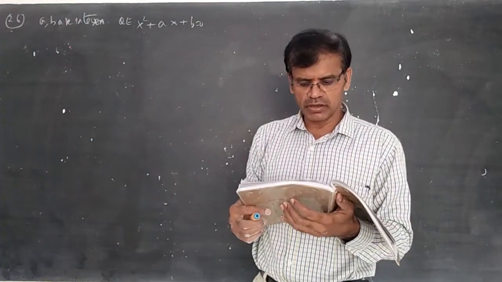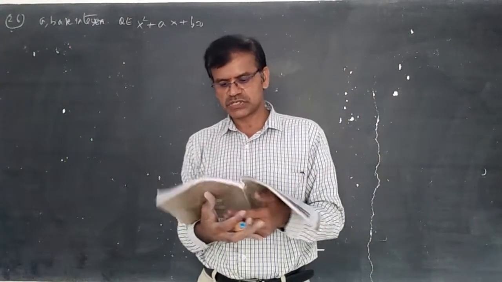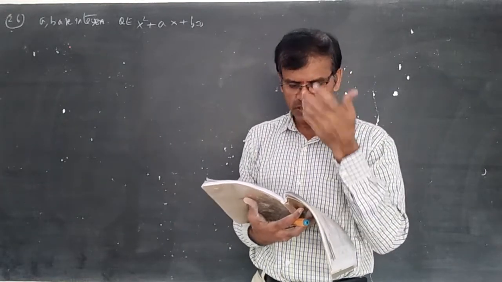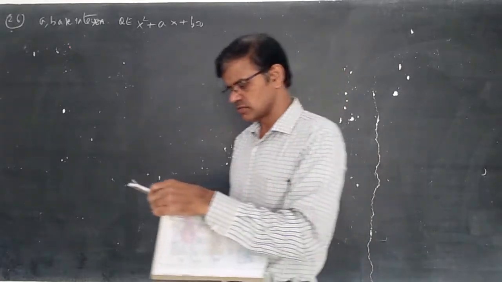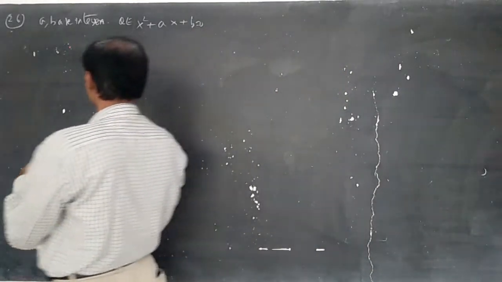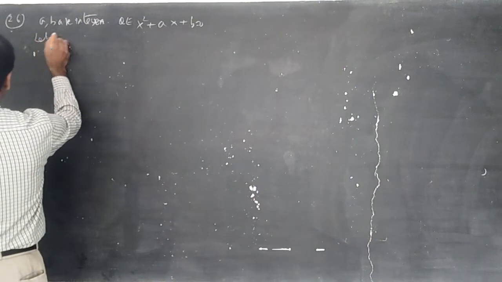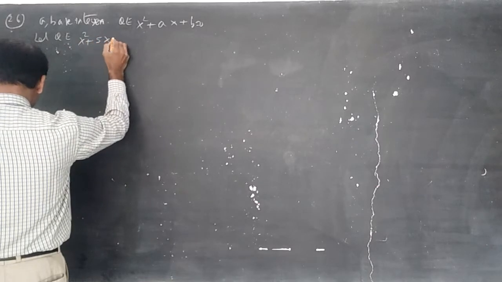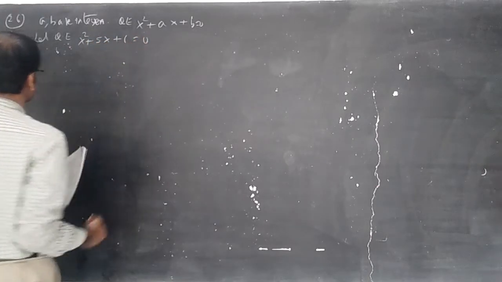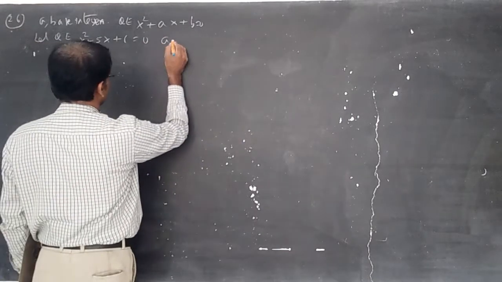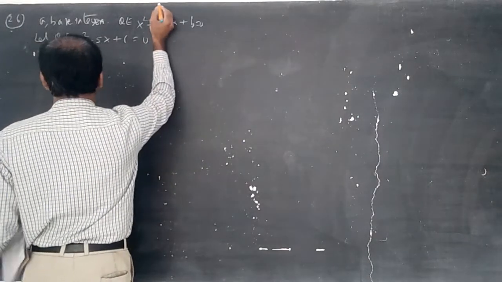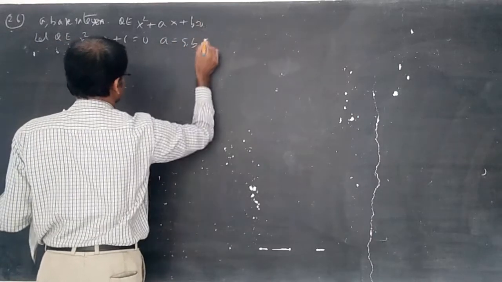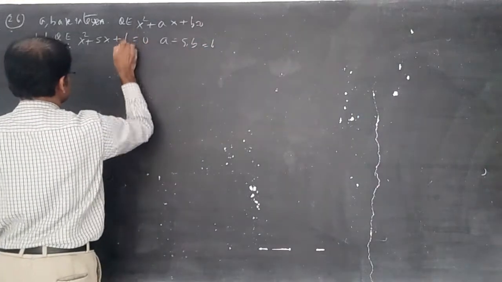If a and b are integers and the roots of x square plus ax plus b equal to 0 are rational, then these roots must be integers. Whether it is a rule or not, let us discuss. Let me take x square plus 5x plus 6 equal to 0. Here a is equal to 5, b is equal to 6.